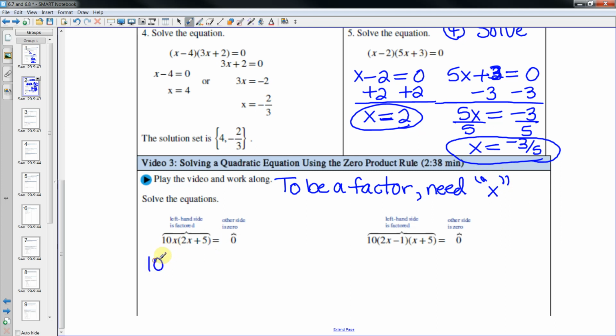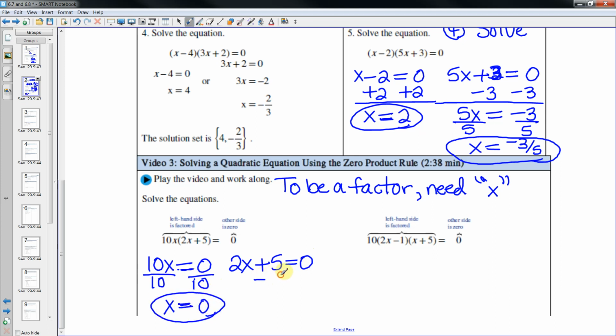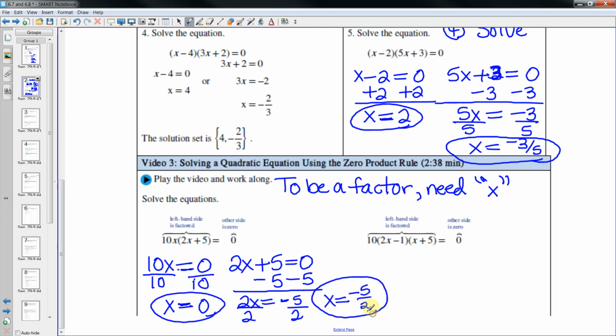Okay? So in this next problem, I've got a 10x and I've got a 2x plus 5. So the two factors are 10x, and we'll set it equal to 0. And then I'm going to set 2x plus 5 equal to 0. And I will solve each one. So on this one, I divide both sides by 10. So x is 0. There's one of my answers. On the next one, I'm going to subtract 5 from both sides. So 2x equals negative 5. Divide by 2. So x equals negative 5 over 2. Okay, so there's my two answers, 0 and negative 5 over 2.